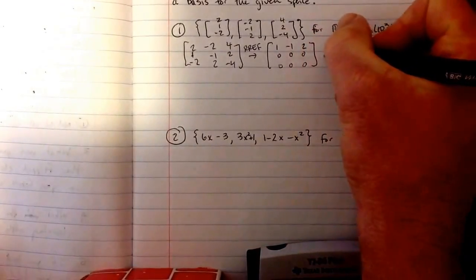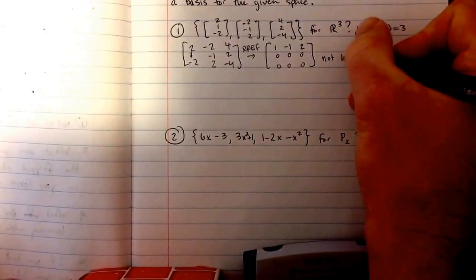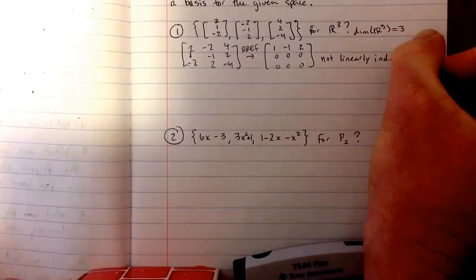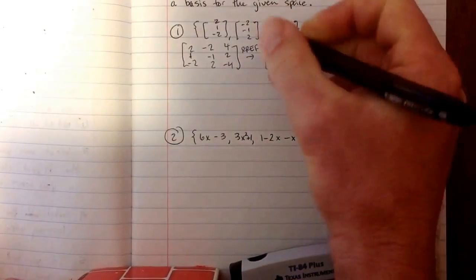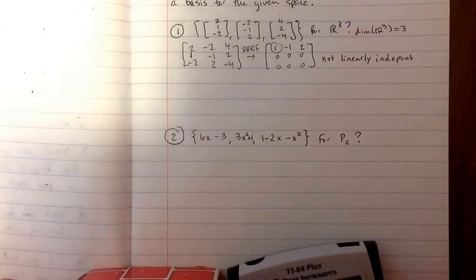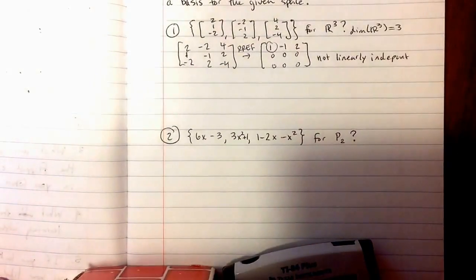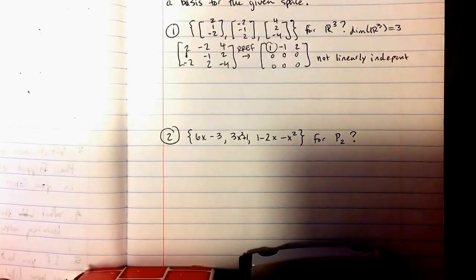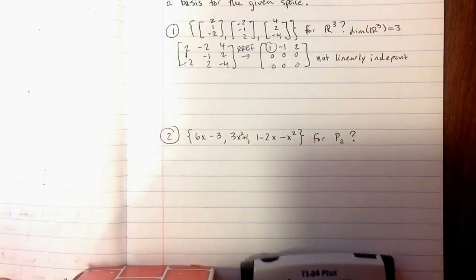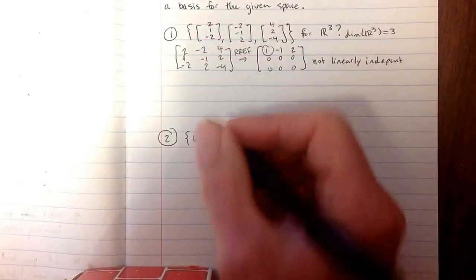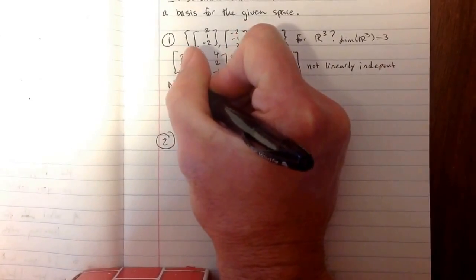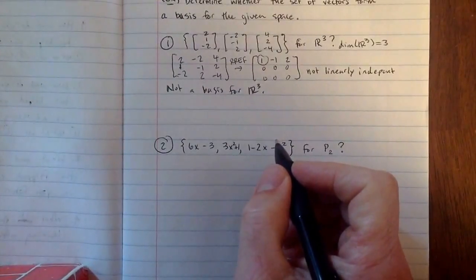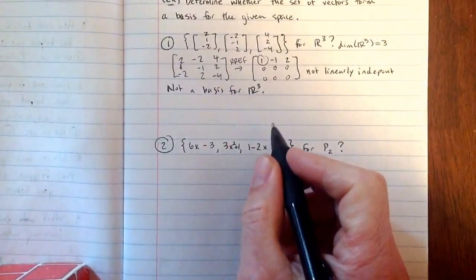So we know automatically these are not linearly independent. Why? Because we only have one pivot, and for those to be linearly independent we would need all three of the variables to be pivots. So we already know that unfortunately this is not a basis for R3. These are not linearly independent.